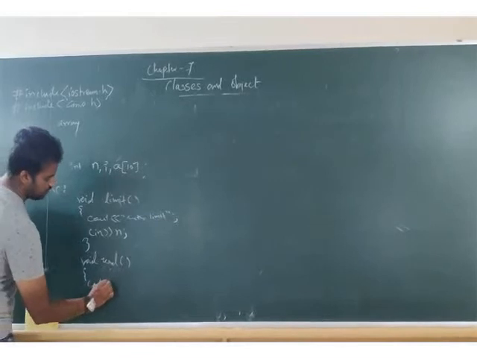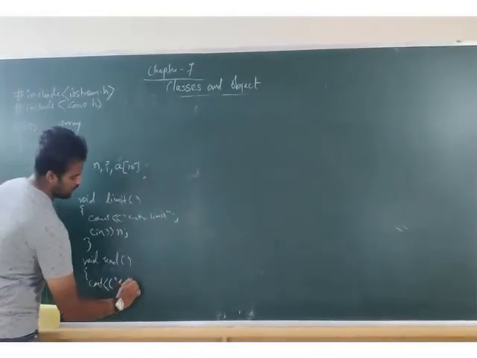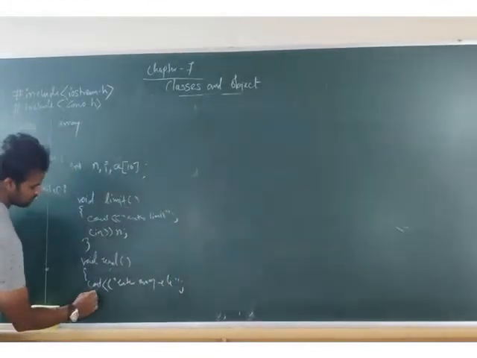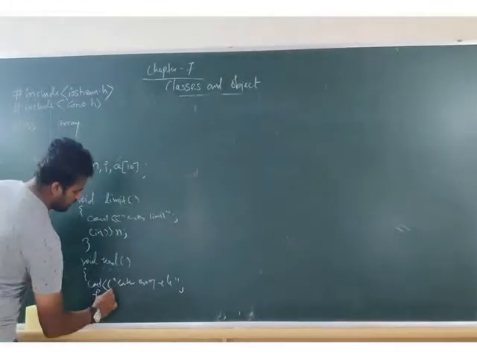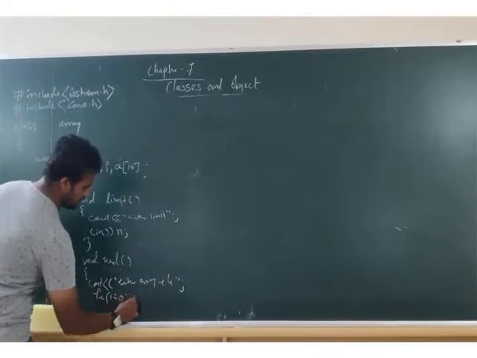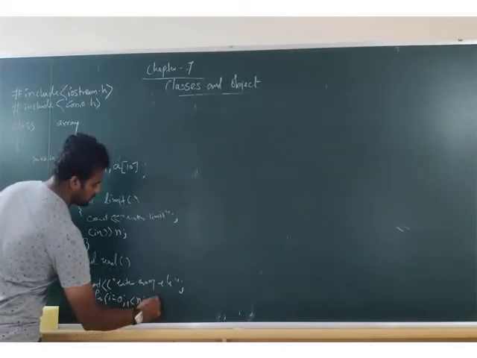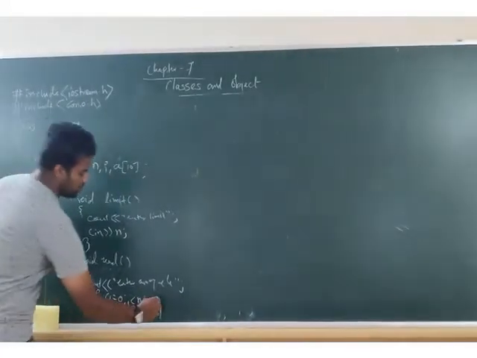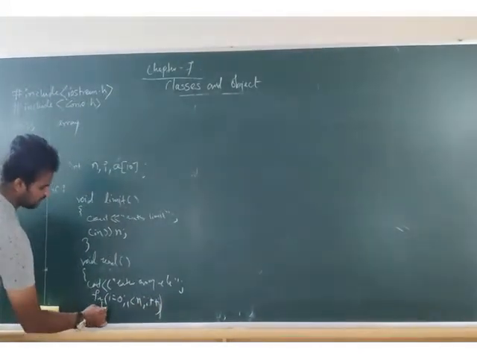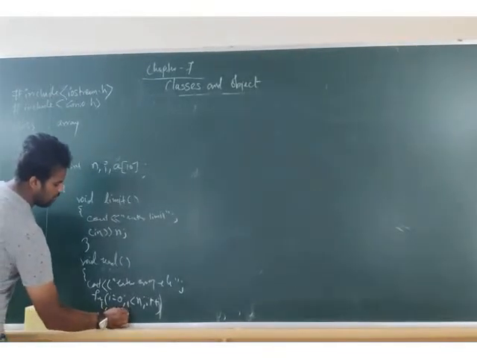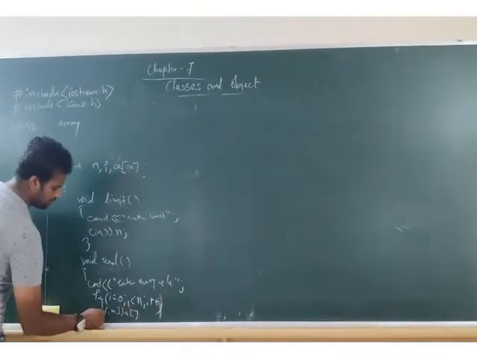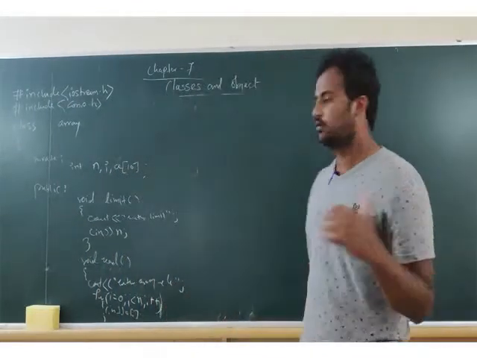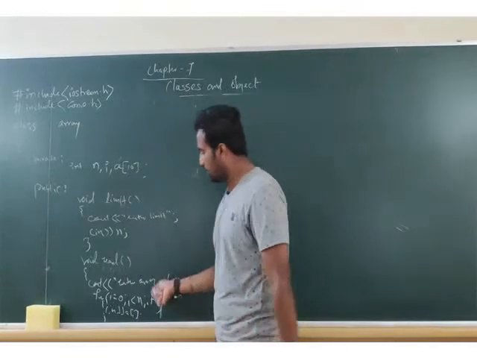cout enter array elements. for i is equal to 0, i is less than n, i plus plus, no semicolon, close the bracket. In this bracket write cin a of i. I will share my notes with you. But see here how it works.